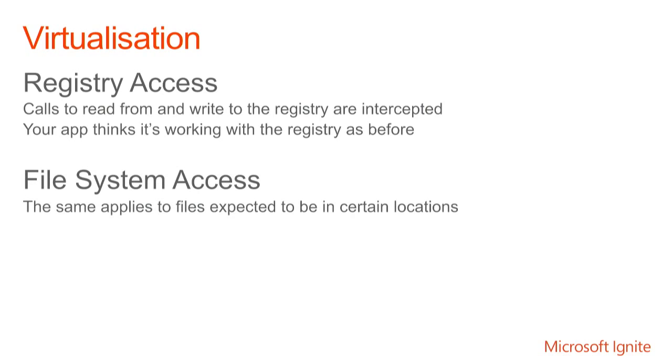And the same applies to file system access. If you're reliant on reading a file from a certain location, again, your application can think that it's there, even if it's not, because the calls to read and write there will also be intercepted.